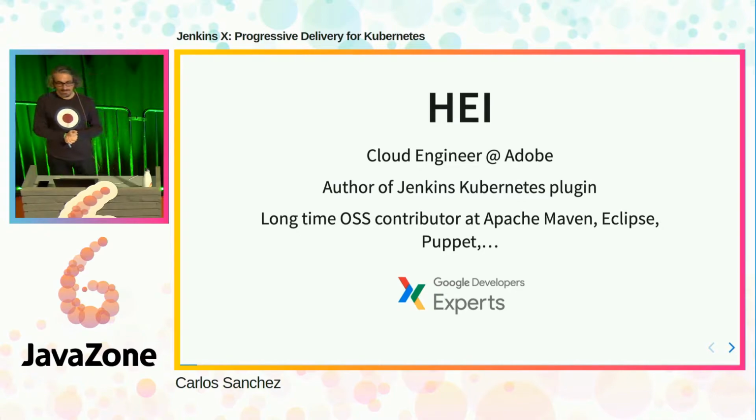So I'm Carlos. I'm here because I have done some contributions to Jenkins and Jenkins X. I'm the author of the Kubernetes plugin for Jenkins. Been doing a lot of Kubernetes stuff. Who's using Kubernetes? Yeah, of course. And I work at Adobe as a cloud engineer now, and I've been contributing to a lot of open source projects, Maven, that you probably love or hate, and Eclipse, Puppet, Jenkins, and so on. And I'm also part of the Google Developer Experts. I mean, we're talking about Google Kubernetes Engine a lot, and all the demos you'll see run there.